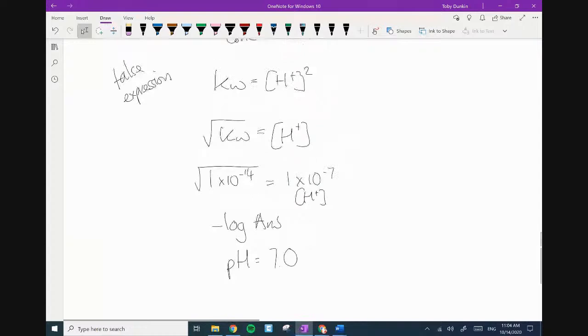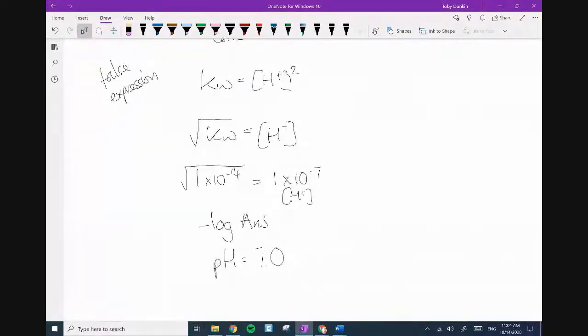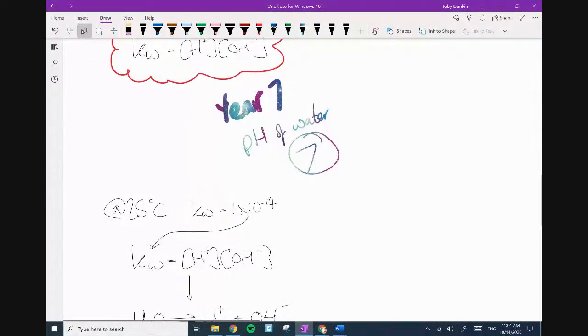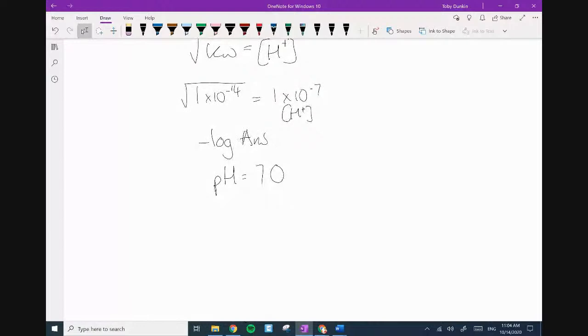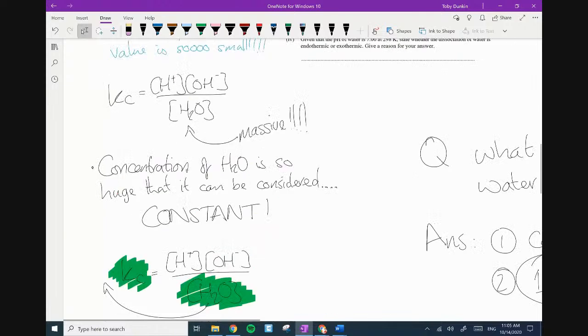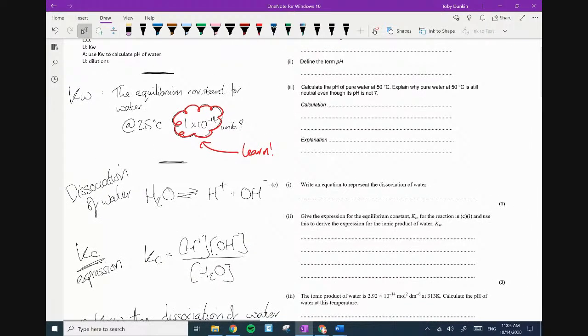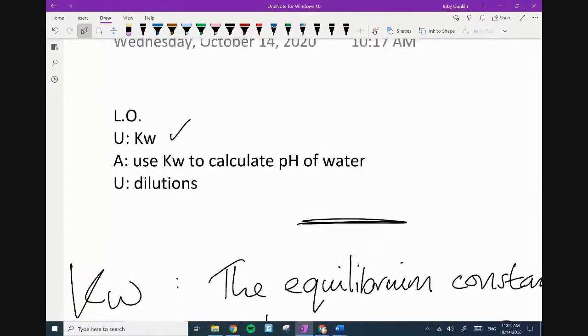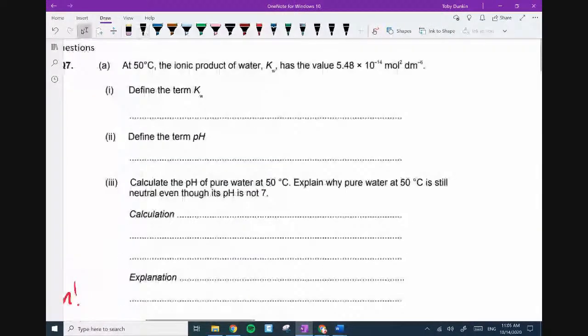Cool. So now that we can use kW, we can do some really cool things with this. We can now change the value of kW and work out the pH. So here are the questions. The first thing is we know kW. First learning objective ticked off: use kW to calculate the pH of water. Right. Question number 1. These are taken directly out of A-level papers. Define the term kW. We can all do this now.